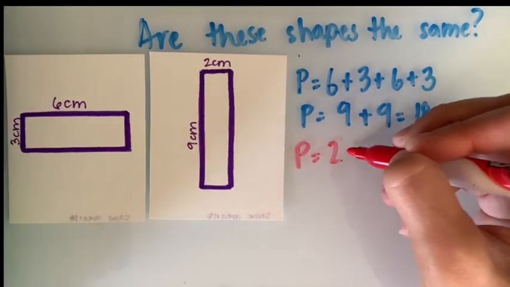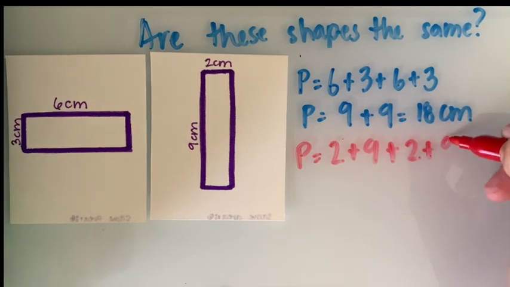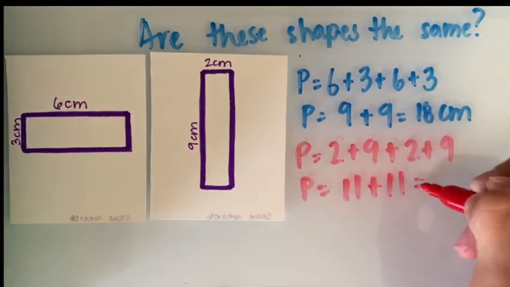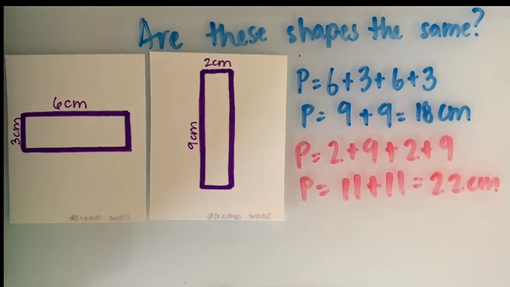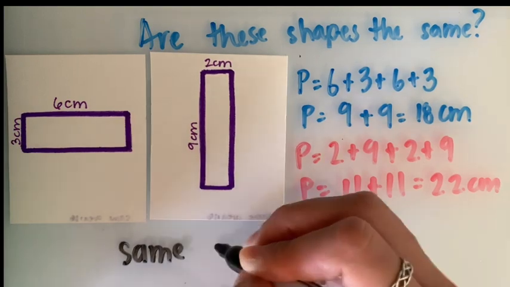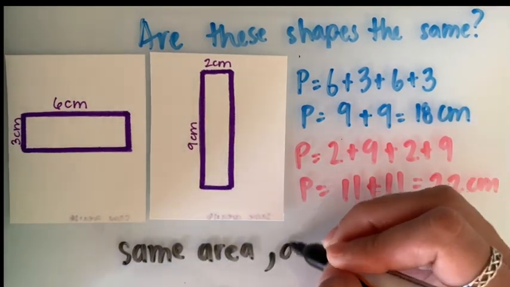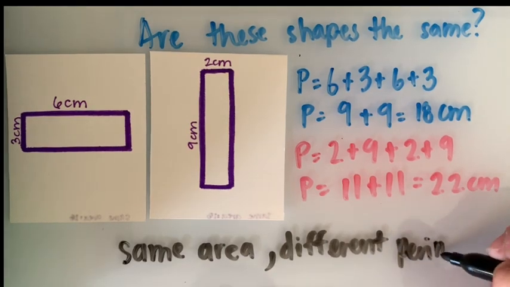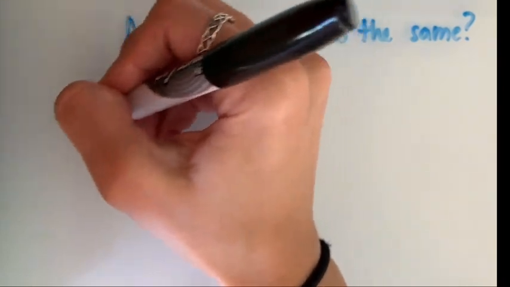For our second figure, we have 2 plus 9 plus 2 plus 9. And 2 plus 9 is 11. And 11 plus 11 is 22 centimeters. So with these two shapes, we see that again, we have the same area, but different perimeter. Therefore, our shapes are not the same. Let's look at another example.